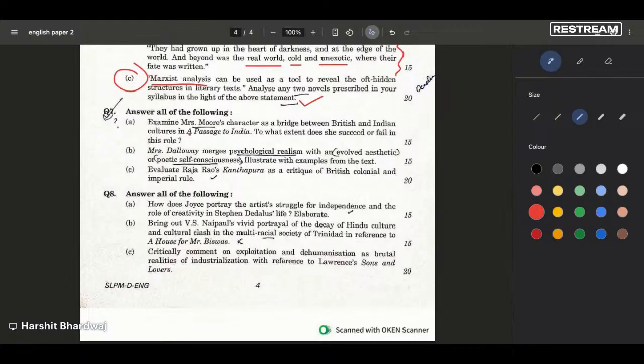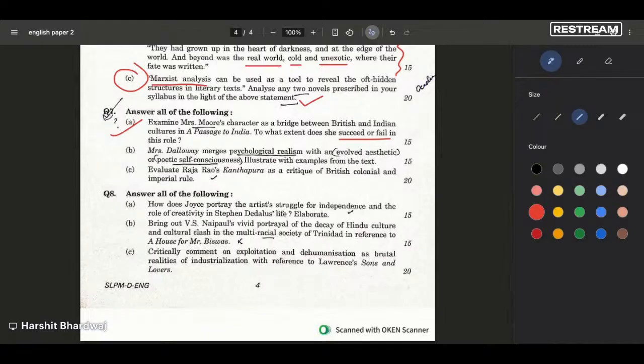Mrs. Moore's character, next question, 7A. Mrs. Moore's character as a bridge between British and Indian cultures in A Passage to India. To what extent does she succeed or fail? Beautiful question. So this is a second Passage to India question. So we already have 25 marks from Passage to India. Passage to India fetches a lot of marks, and it's a pretty easy text to do.